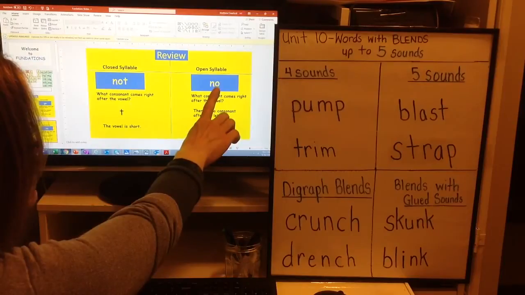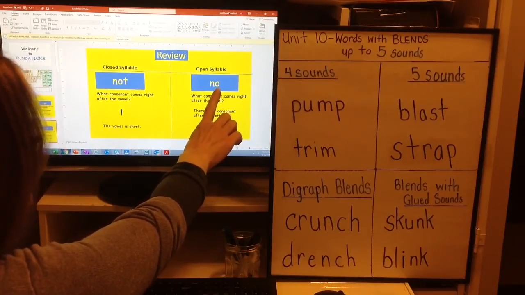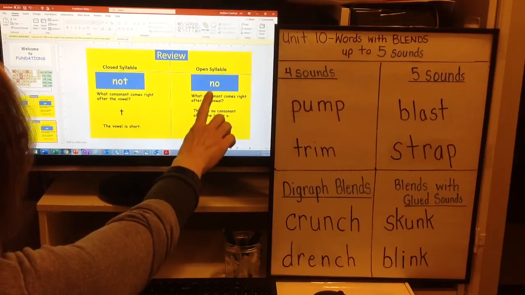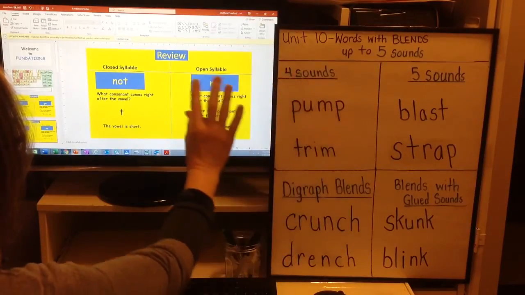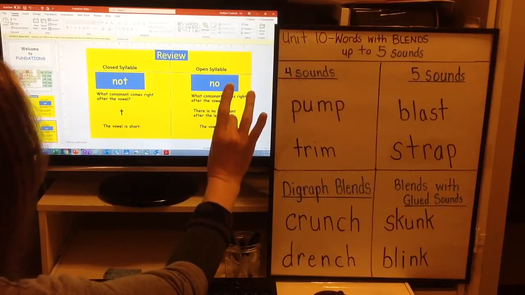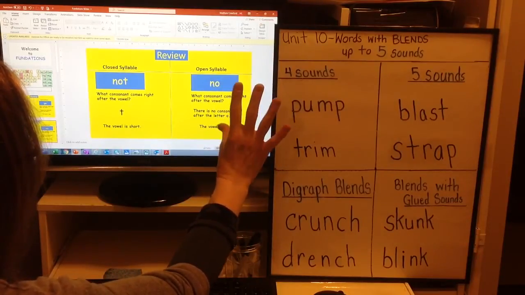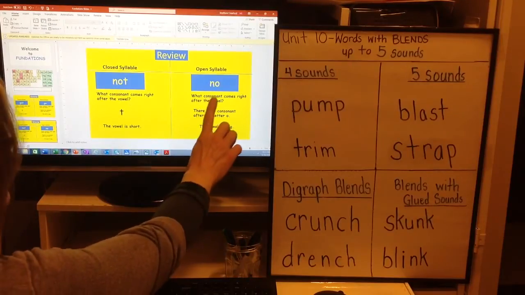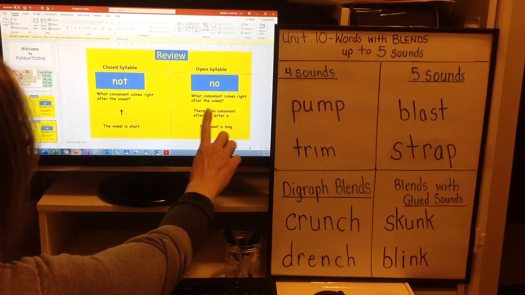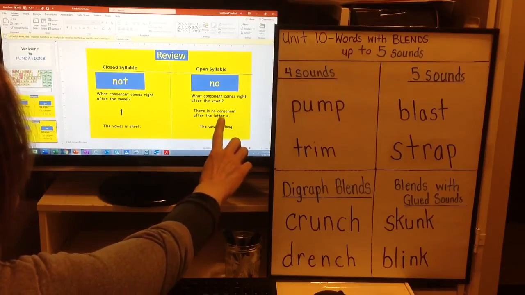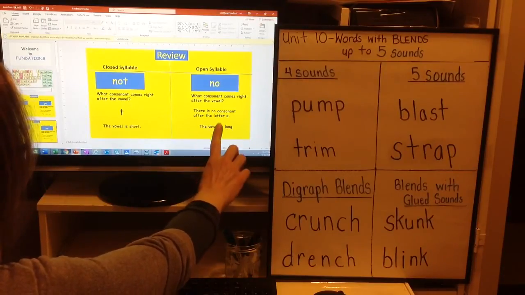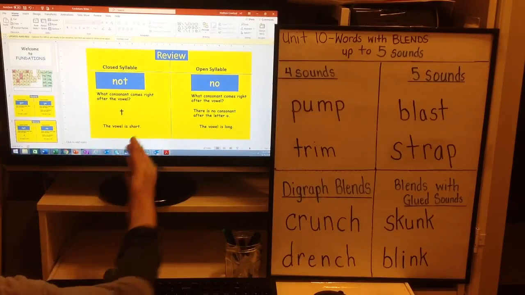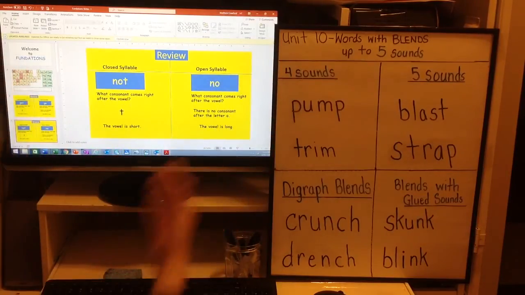So what letter is this? That's right, it's an O. So I want to hear you say O. Okay, so let's start tapping out with the N. So elbows up. N, O, no. Very good. Okay, so what consonant comes right after the vowel? There is no consonant after the letter O. So the vowel is long. Okay, so this is not, and this is no.